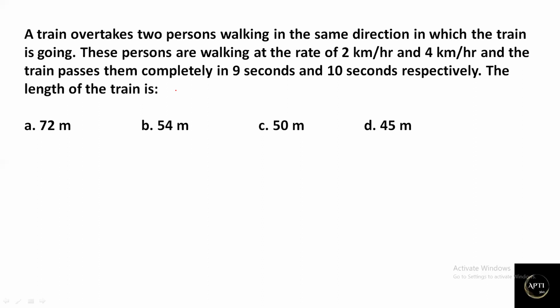See here, a train overtakes two persons walking in the same direction. The two persons are walking in the direction of the train which is moving. We know the two persons' speeds are 2 km per hour and 4 km per hour. The train passes them completely in 9 seconds and 10 seconds. The length of the train. Here, very simple. We just need to consider two different conditions, because the train is passing two persons, right? First, let us consider the train passing the first person, and let's consider the second case, the second person.